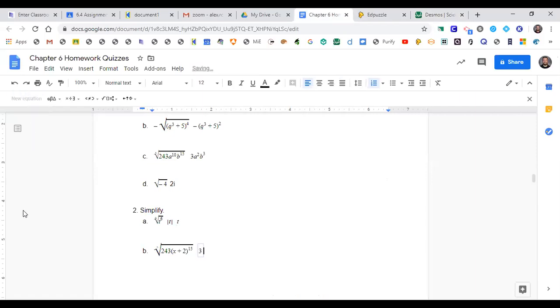Which helps us because then we'd write it as 3, and then this, if you think of it this way, x plus 2 to the power of 15 divided by 5. Well, you know that 15 divided by 5 is 3. So this would be our answer right here. And again, quite a few people got this one right.